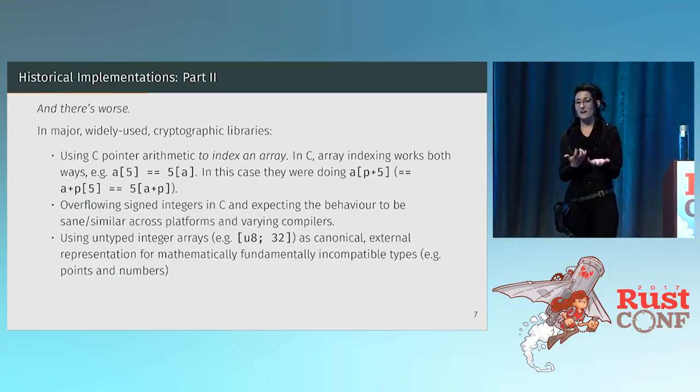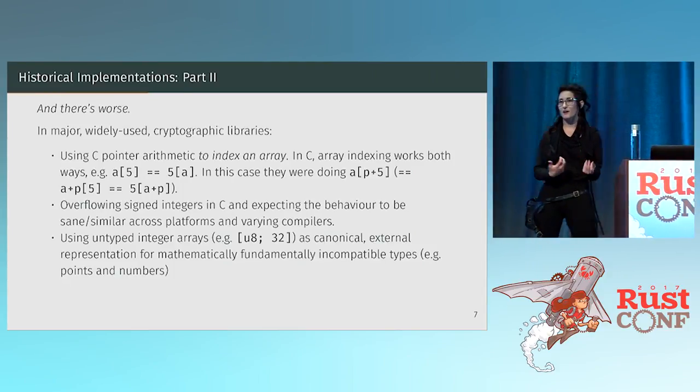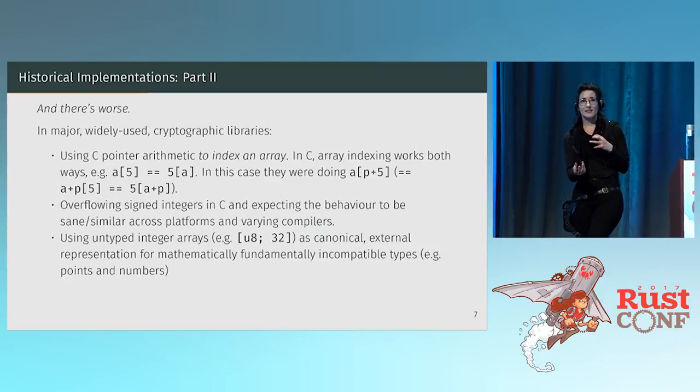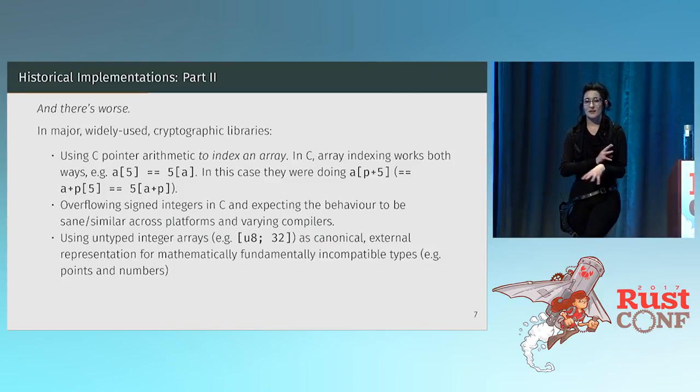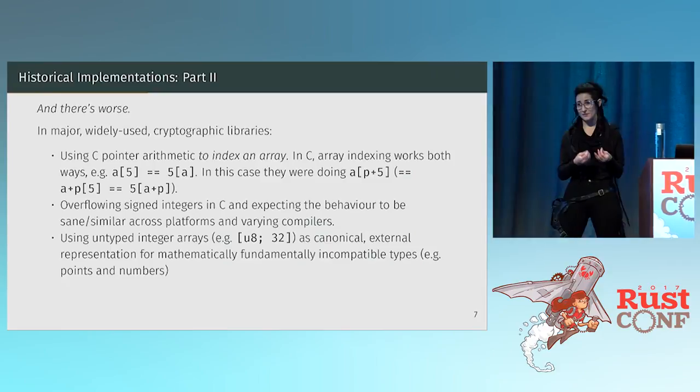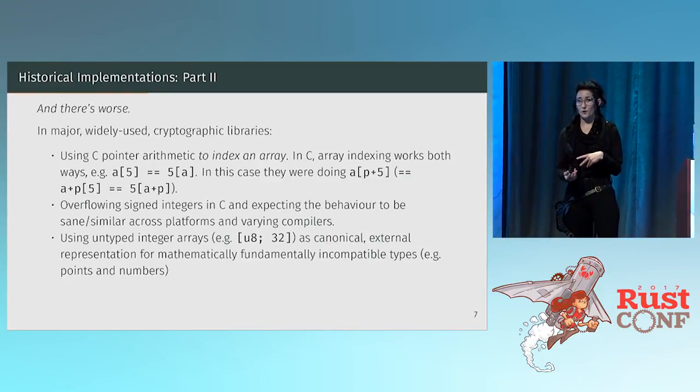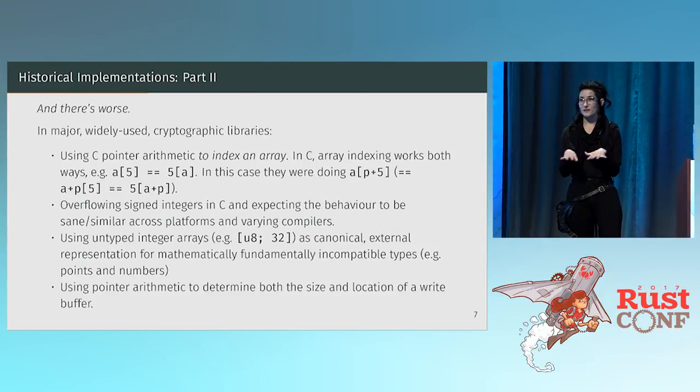And I've seen basically untyped integer arrays, so in Rust what would be an array of 32 U8s, used without any type system, just saying that this is the canonical representation of multiple things in the library, things which are mathematically fundamentally incompatible. When you have an elliptic curve point, you can usually compress it to 32 bytes by just taking either the X or the Y coordinate. So that could be an array of 32 bytes. Also a scalar, a number, could be 32 bytes. And these are not mathematically compatible. They shouldn't be switched, and your type system should be protecting you against making errors like this.